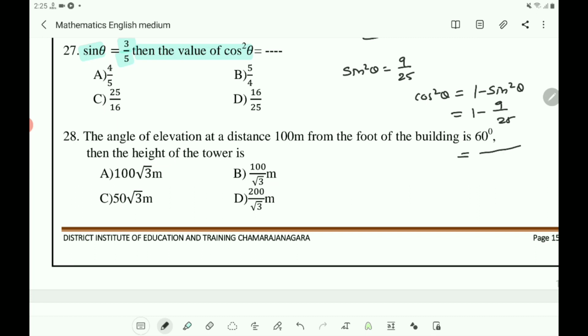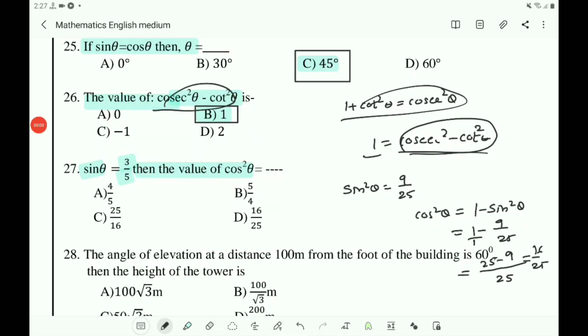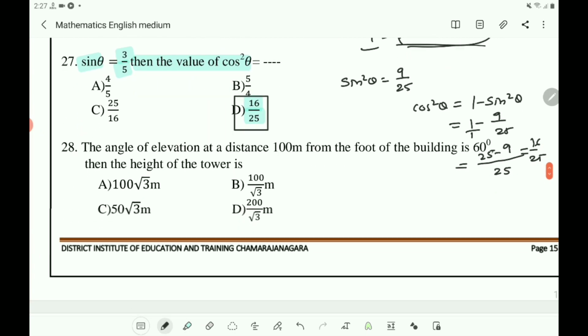Then you take the LCM. What is the LCM? LCM is 25. 1 means here 1 by 1. So 1 into 25 is 25, minus 9 into 1, 9. 25 minus 9 is 16 by 25. So you got the answer option. What is the answer? Option D, 16 by 25. Then you take the next question.